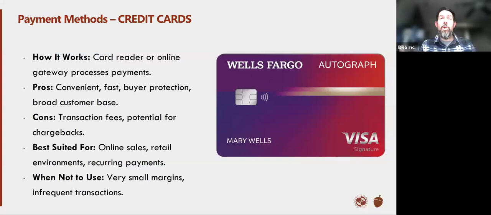Because almost all of your customers are going to have a credit card and can pay by credit card. Another nice thing is if you have larger transactions, not having the specific amount of cash or not having enough cash could be a real issue, right? You're not going to have that.